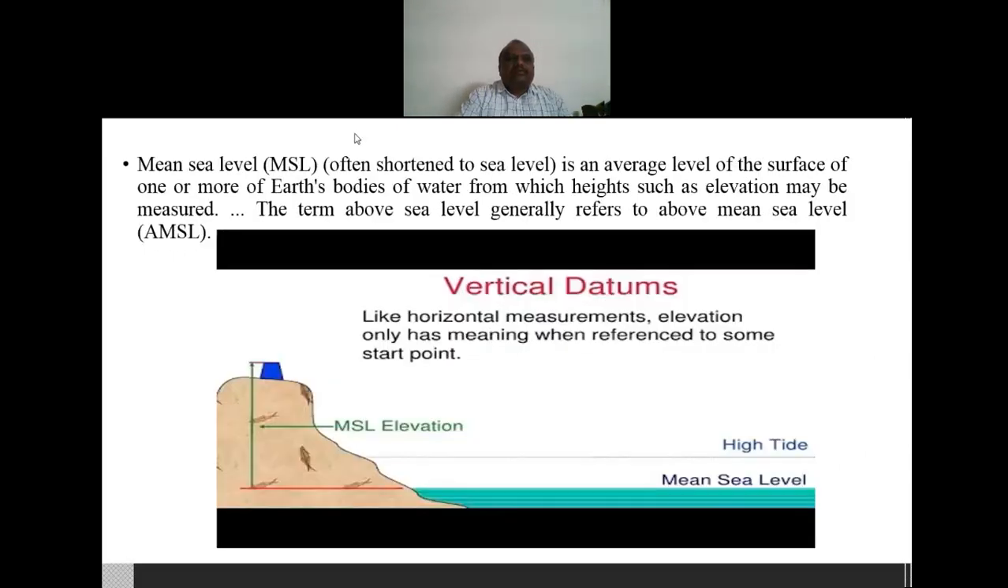Once again, we'll study the definition of mean sea level. It is an average level of the surface of one or more of the Earth's bodies of water from which heights such as elevation may be measured. The term above sea level generally refers to above mean sea level. We can see the mean sea level in the figure, vertical datums. Like horizontal distance measurements, elevation solely has meaning when referred to some start point.